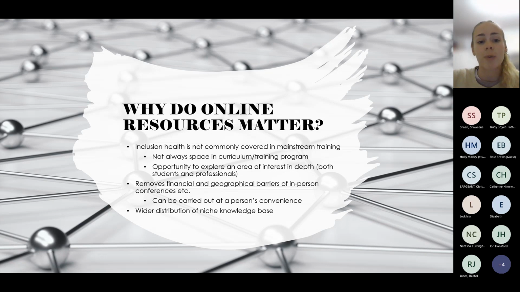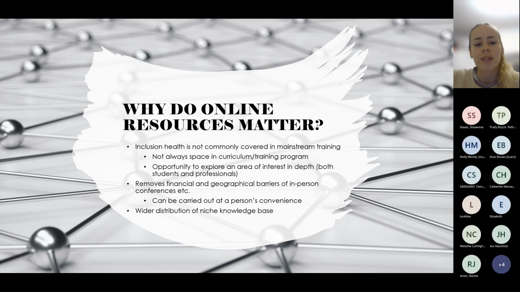So online resources provide an opportunity for people with an interest to explore this in more depth, both for students and for professionals. And they're usually quite accessible. Online resources also remove financial barriers, as they can usually be provided for free, and geographical barriers that an in-person conference, for example, that might usually provide this kind of more niche or specialist knowledge base might provide, because people can engage with this at their own convenience around their working patterns and don't have to pay out for it, essentially, either in terms of time off work or paying for the actual content.